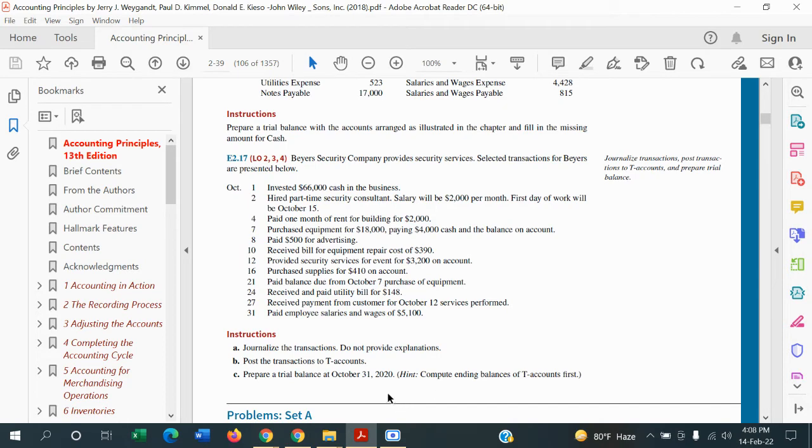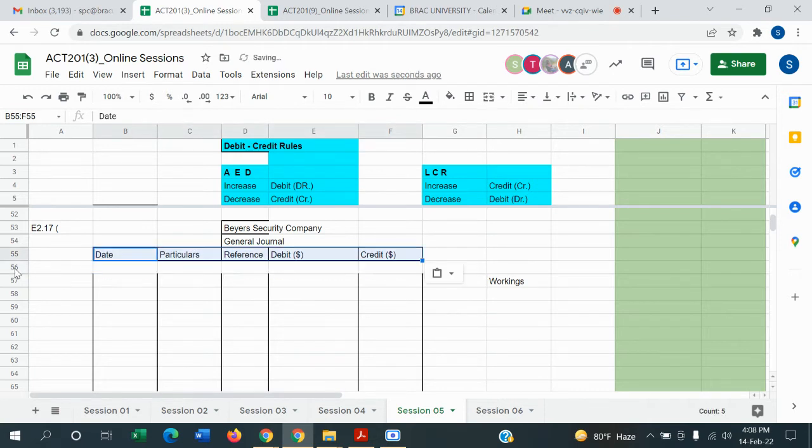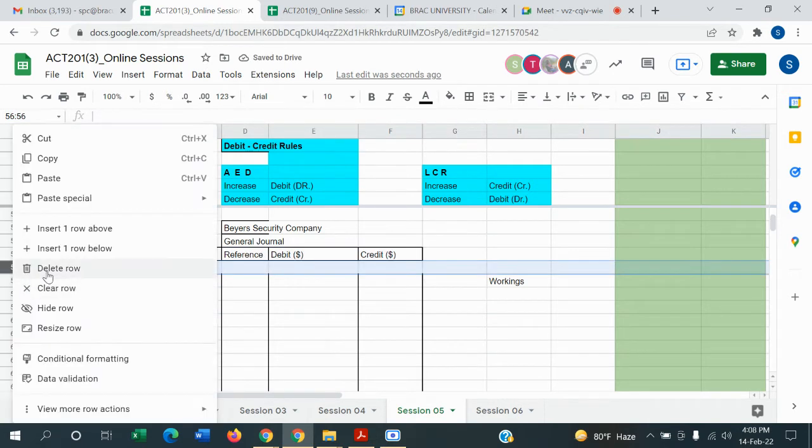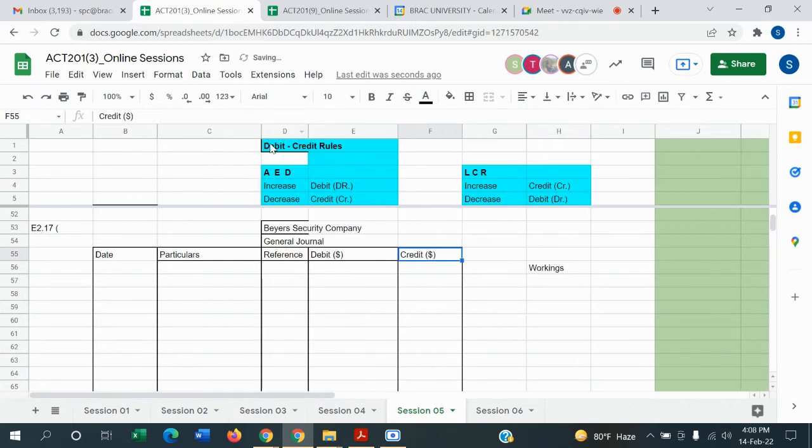Whenever we are doing the journals, we have to follow a format. This is the format of the journal: date, particulars, reference, debit, credit, debit column, credit column. These are the things we should mention whenever we are doing any journals.